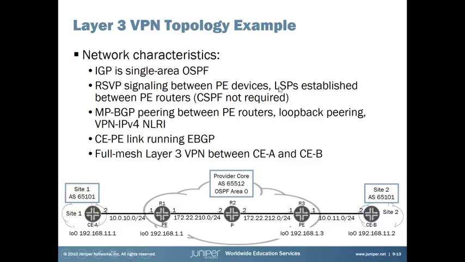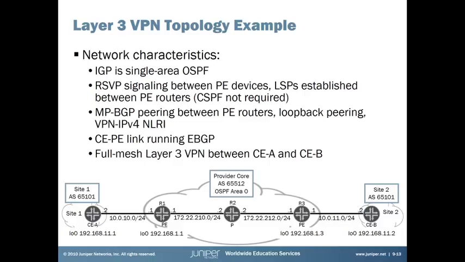We then check that we have got MP BGP peering between our PE routers, so we're peering between the loopback addresses. In this particular example, we're going to set up an eBGP peering arrangement between our CEs and our PEs. And we'll do that in our lab as well.